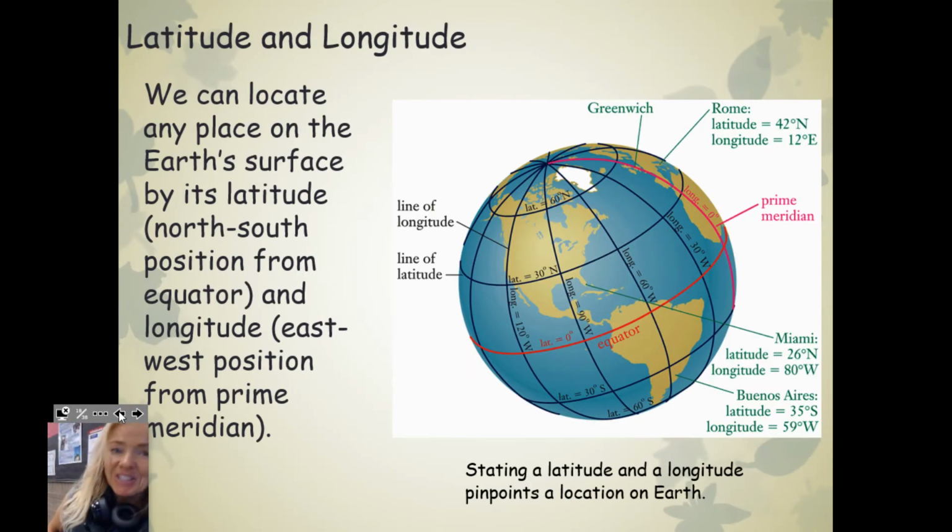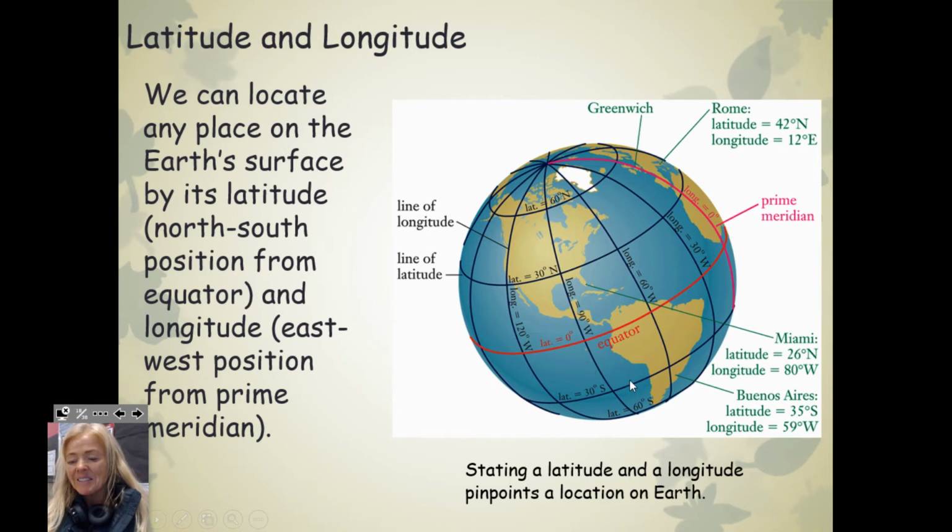Latitude and longitude, I should say it that way. So we can locate any place on the Earth's surface by its latitude. That latitude, you're going to notice right here, line of latitude. And that's north or south position from the equator. So you have your equator and your latitude, you move one, that's the line of latitude, that's 30 degrees north. If you move another 30 degrees north, you find another line of latitude, and then here's your equator. If you go 30 degrees south, so south of that equator, are going to have a little south on the end of them. North of the equator, you're going to have a little north on the end of them.